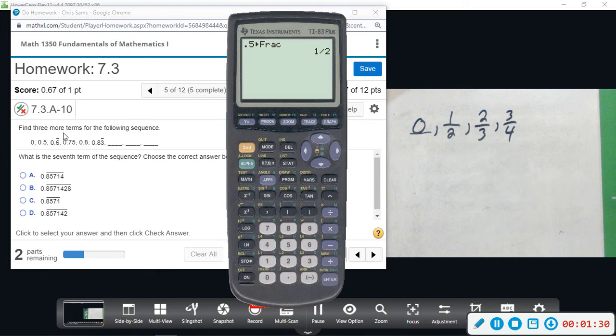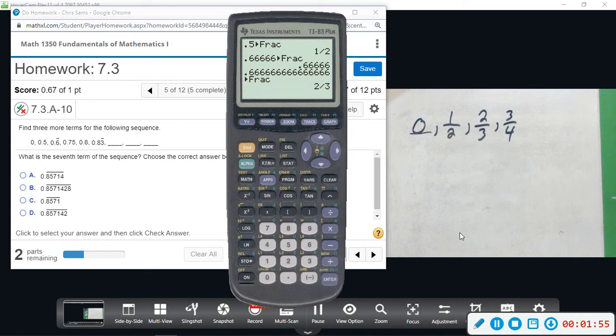When you have a repeating number, you have to type it all the way across the screen. So if I just typed a few 6's and then do math, enter, it's not going to convert it to a fraction for me. The calculator doesn't understand repeating unless you do it all the way across the screen. When that cursor goes to the next line, then you can do math, enter, and it will convert it to a fraction.